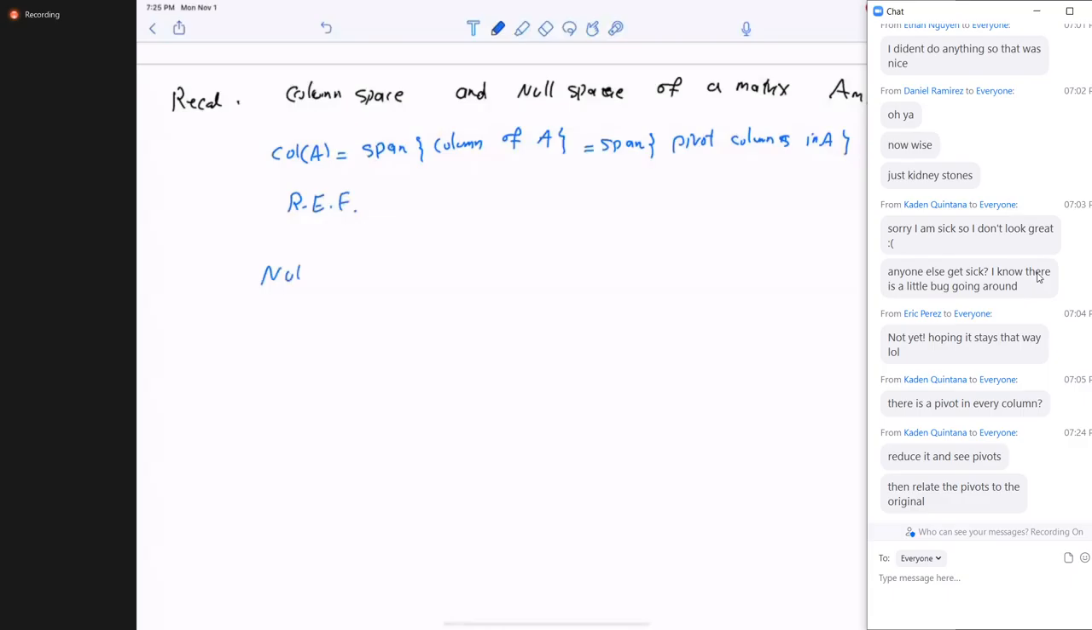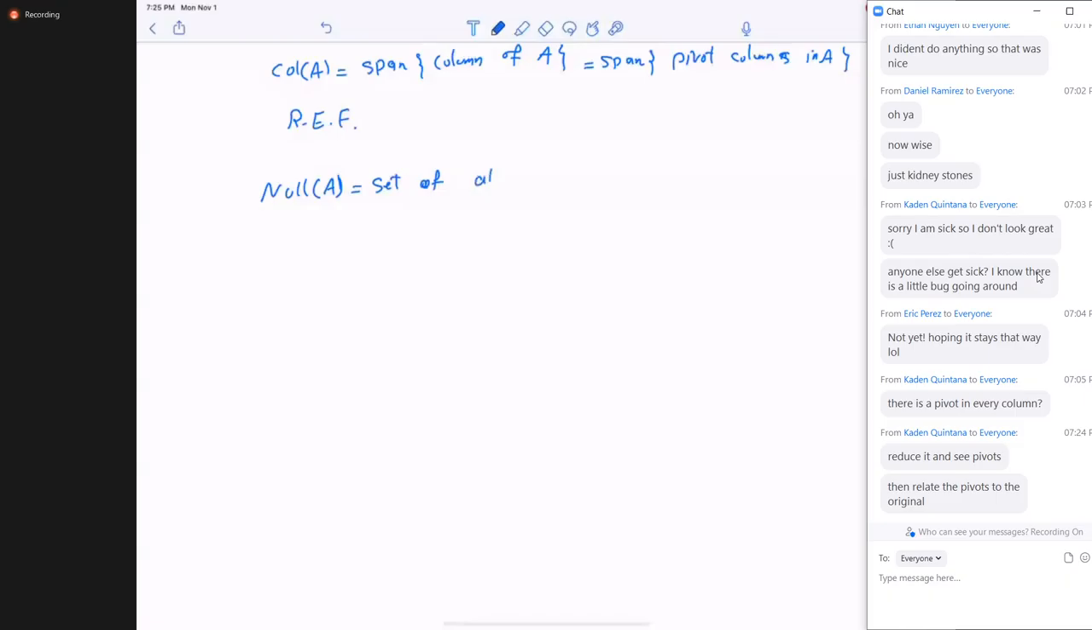The null space of A was the set of all solutions to the equation AX equals zero, or all X in Rn such that AX equals zero. You remember that to find the null space of A, we need to find the parametric solution, which is obtained by the free variables. You remember that?